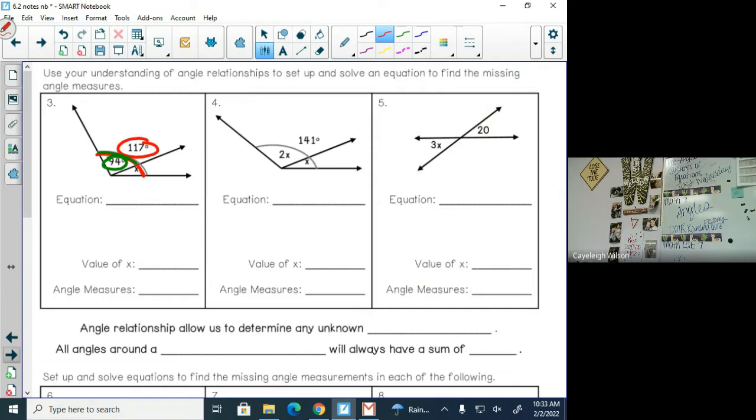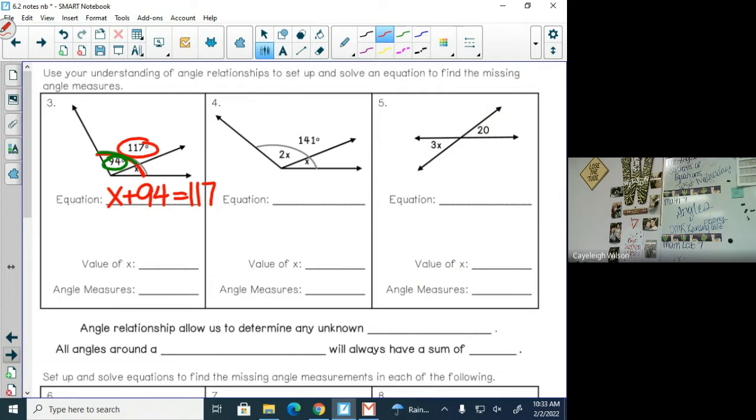I know that this whole thing is 117. So I know that this part is 94. This part I don't know, but I do know that the whole thing adds together to be 117. So the angle that I don't know plus the angle that I do know, when I add them together, should be 117. Okay, put 117 minus 94.